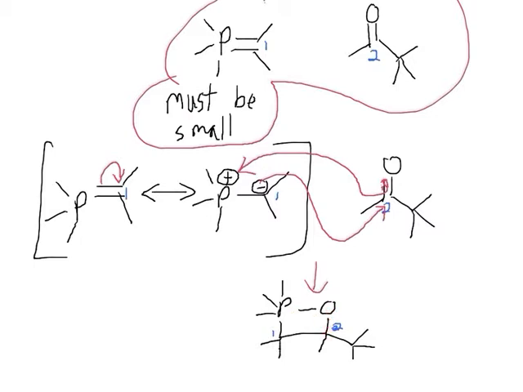So let's break them. These electrons come down. These go up there. So we get the phosphorus, right, like that, double bond to the oxygen. And we get the alkene that we started out with. Carbon 1, carbon 2.